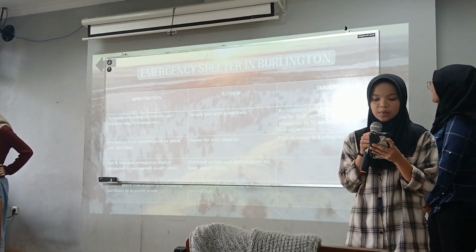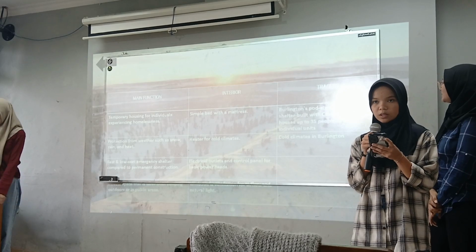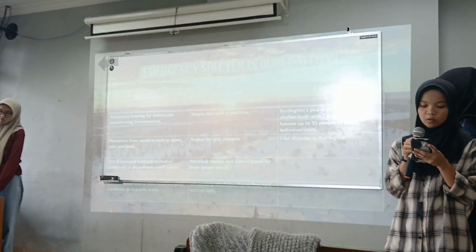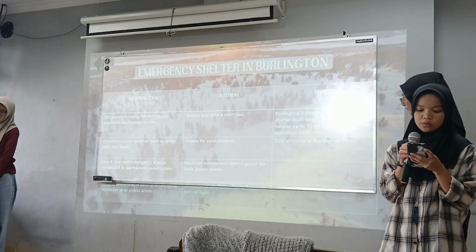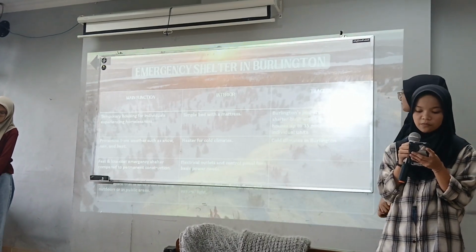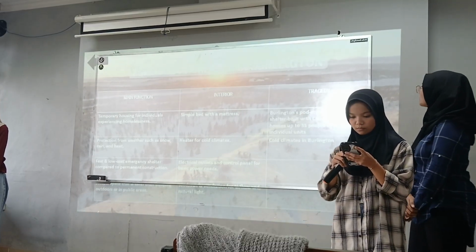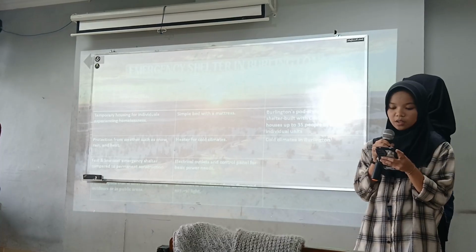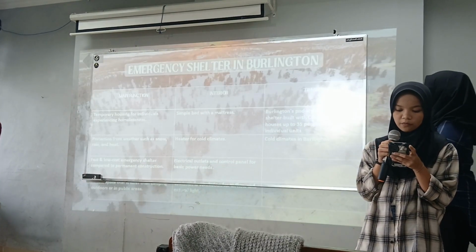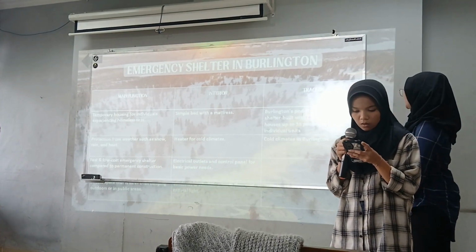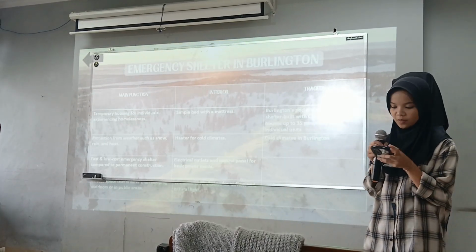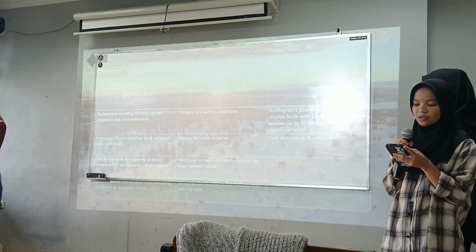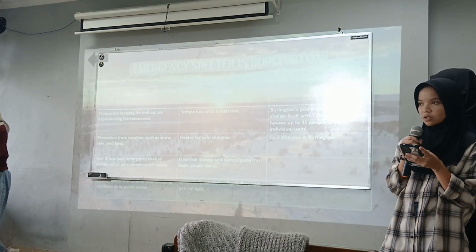Interior: a simple bed with a mattress, heater for cold climate, and electrical outlets and control panel for basic power needs, and windows and ventilation for airflow and natural light. Tragedy: Burlington's spot-style emergency shelter, built with COVID-19 relief funds, housed up to 35 people in small individual units, called climates in Burlington.